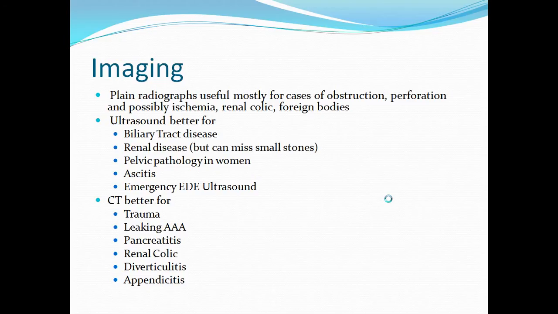CT is better generally for trauma. A AAA that's leaking, if there's leaking blood, if you're suspecting a fistula, aortoenteric fistula for instance, it's better for pancreatitis, it's better for renal colic, it's better for diverticulitis and appendicitis. The tests for all of them except the renal colic are done with contrast, whereas the renal colic test is not done with contrast. And that's it.